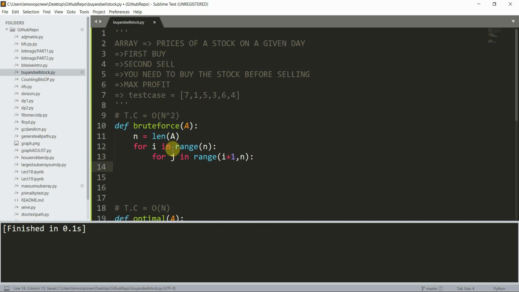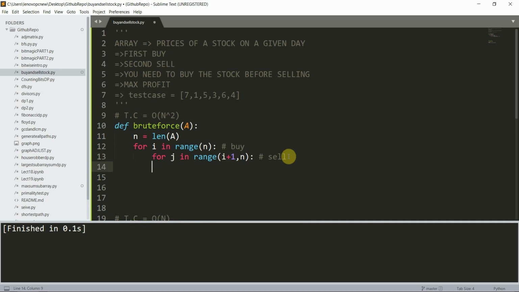Because if this for loop is for buy, then this for loop is for sell. Then you can only sell after buying it, perfectly fine. You can only sell after buying it. That's why I did i plus one, because you can only sell after buying it.